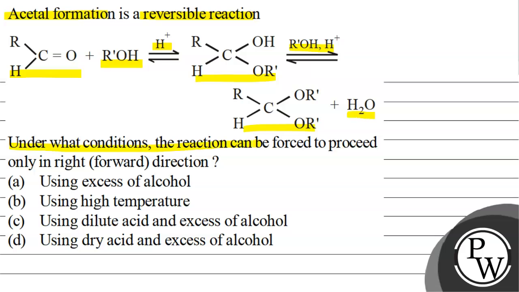So under what conditions the reaction can be forced to proceed only in right or we can say forward direction? A. Using excess of alcohol. B. Using high temperature. C. Using dilute acid and excess of alcohol. और D. Using dry acid and excess of alcohol.